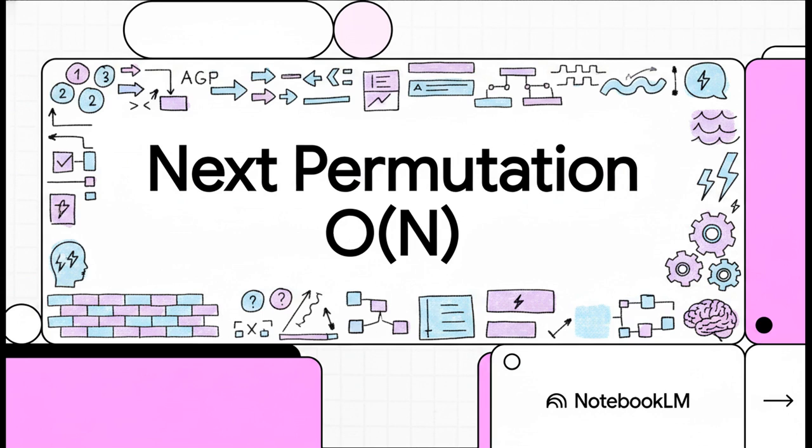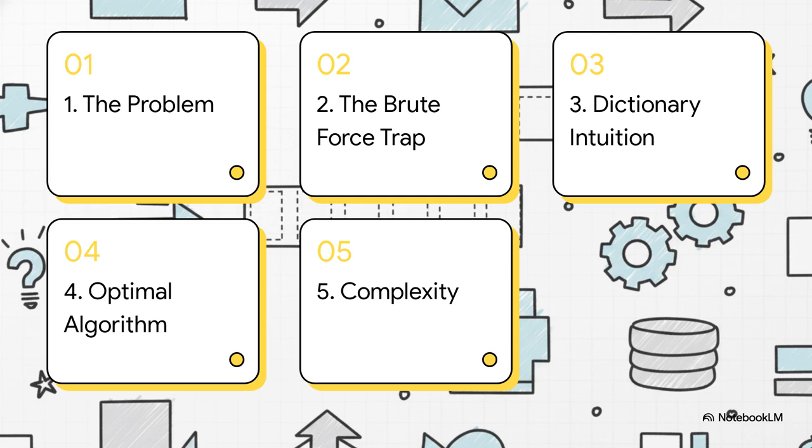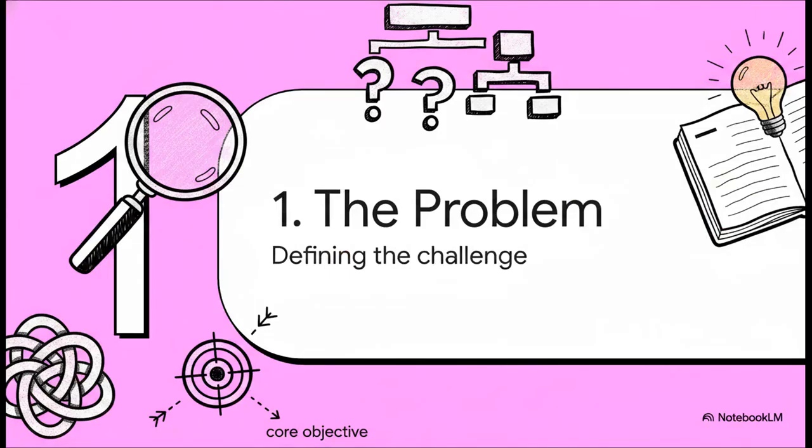Let's get into it. Okay, let's map out our progression for today. We're going to start by defining the next permutation problem, then we'll look at the brute force trap, build up our dictionary order intuition, step through the optimal algorithm, and finally, lock in our time and space complexity. Section 1, the next permutation problem.